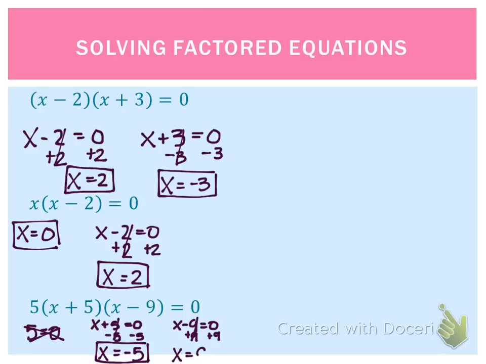X is equal to 9. So those are my two answers. Basically, the difference between that second example and the third is that a variable can be set equal to 0. However, a number cannot be set equal to 0, unless that number is 0 equals 0, that's the only way it would be a solution, okay? But it is not. That number was 5. 5 does not equal 0, so I just get rid of it.